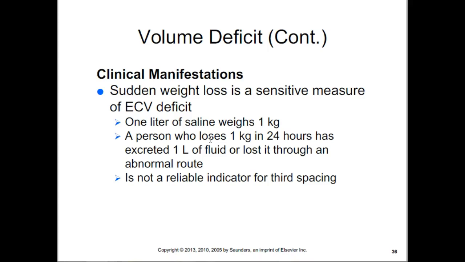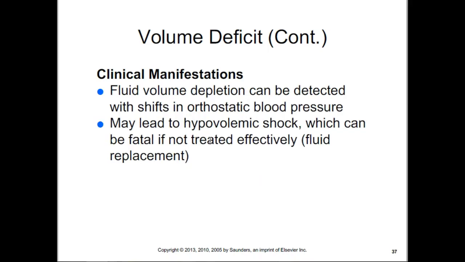Sudden weight loss is a sensitive measure. One liter of saline weighs about 1 kilogram or 2.2 pounds. So a person who loses 1 kilogram in 24 hours has excreted 1 liter of fluid or lost it through some sort of abnormal route. Not necessarily a reliable indicator for third spacing, because if fluid goes from one compartment to another, you haven't lost any weight.